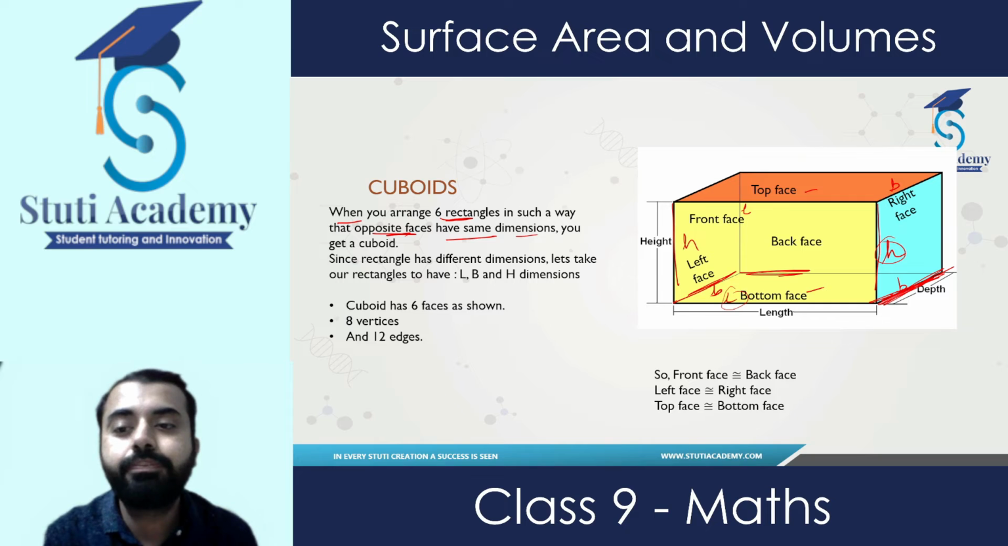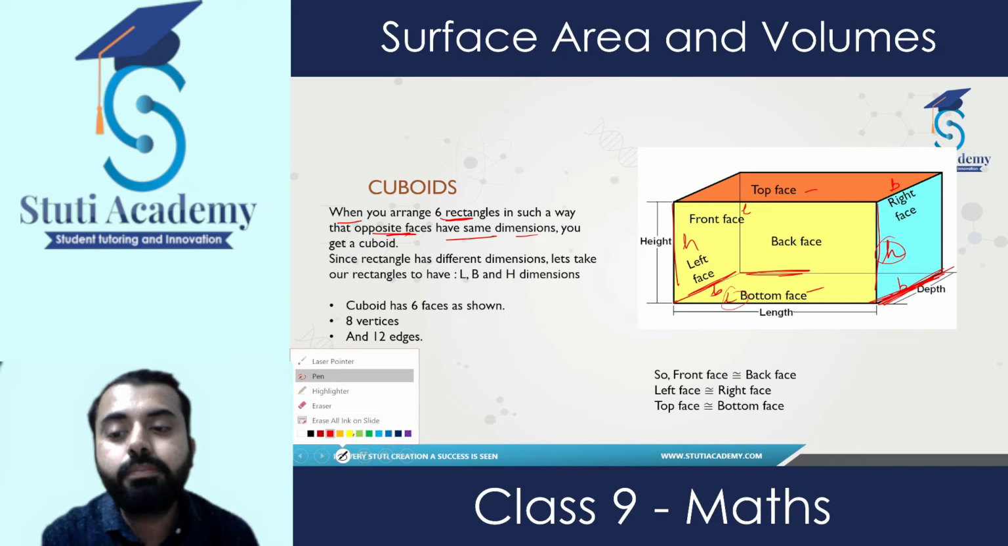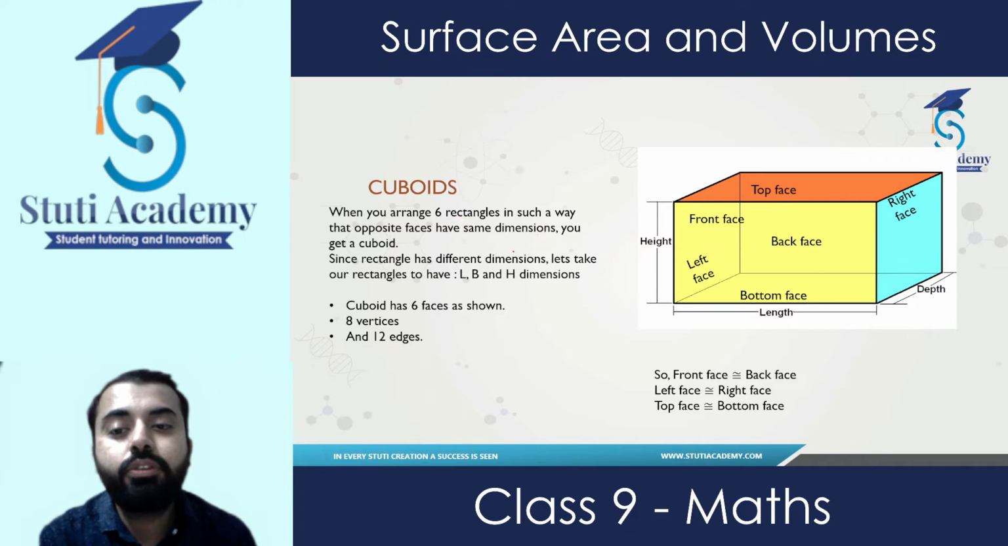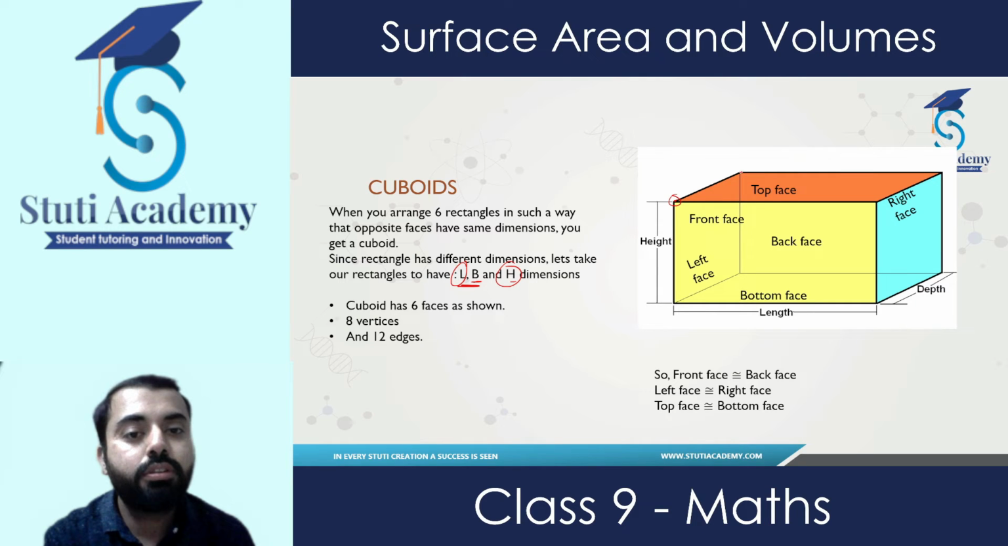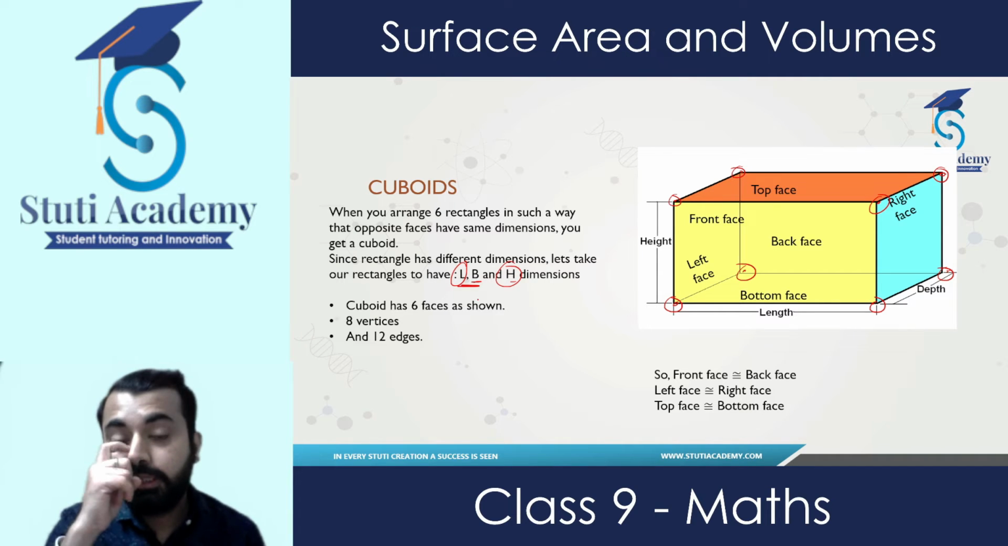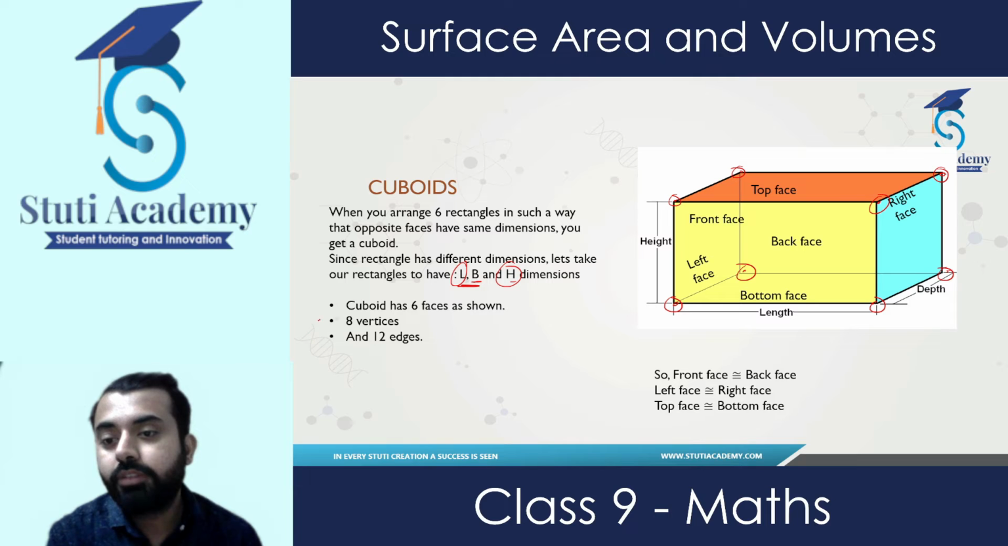I take it here. Now you see, since we have to take rectangles, let us assume their dimensions are length l, breadth b, and height h. Now you see here, how many vertices do I have here? 1, 2, 3, 4, 5, 6, 7, and 8. Now you have your 8 vertices, right?